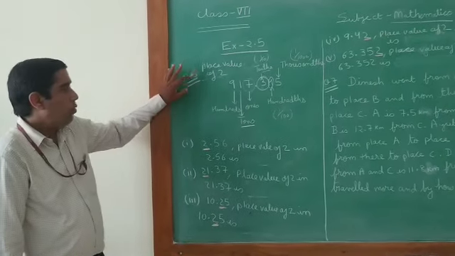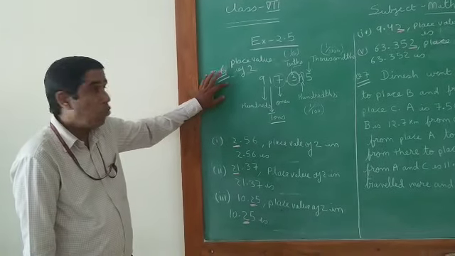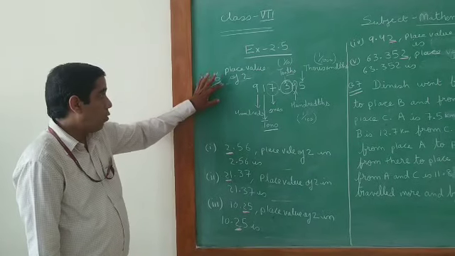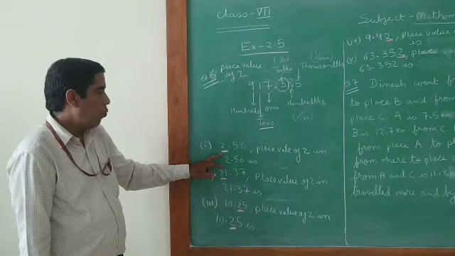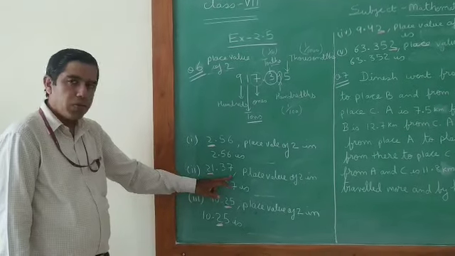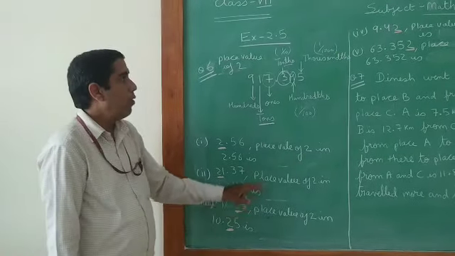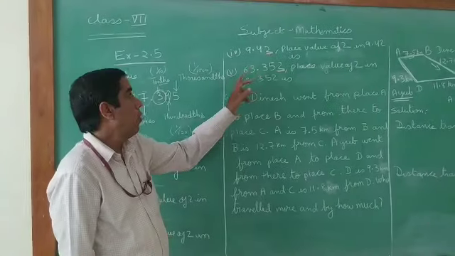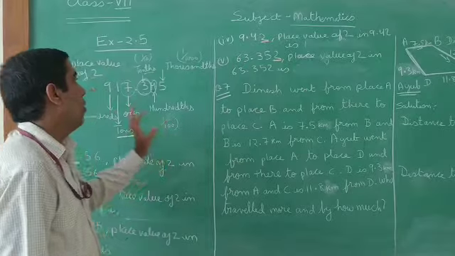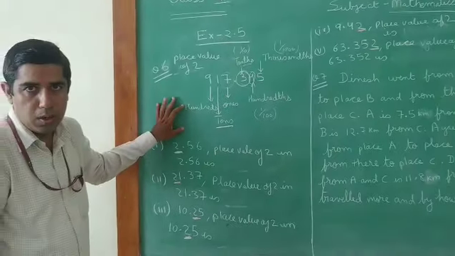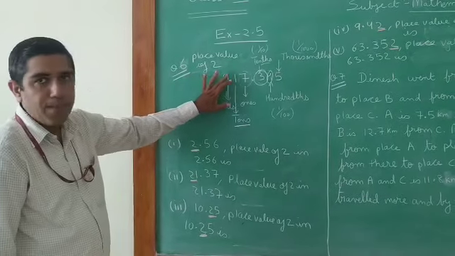Today we are going to discuss question number 6 of exercise 2.5. The question is asked like this: find the place value of 2 in 2.56, 21.37, 10.25, 9.42, 63.352. Before starting the question, I am explaining one example to you.